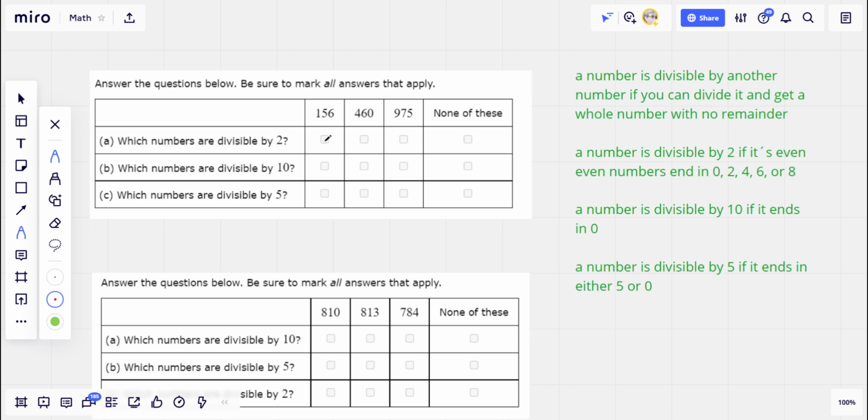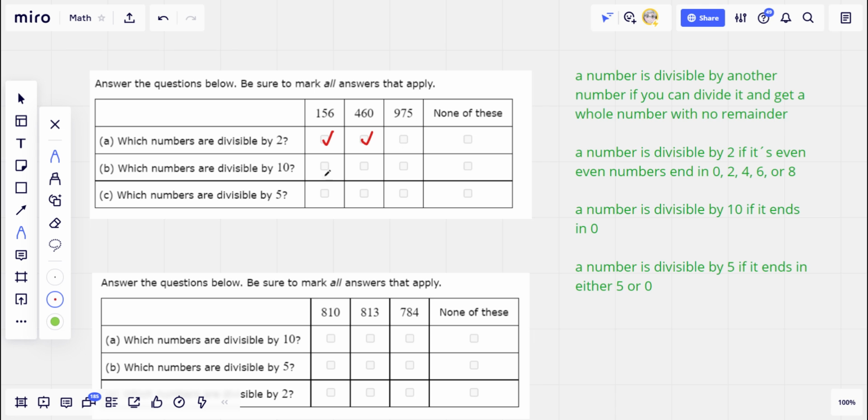Is 156 divisible by 2? Well, it ends in a 6. That's an even number, so yes. Is 460? Well, yes, ends in a 0. That's an even number as well. 975, it's not, so that's an odd number, so it's not divisible by 2.